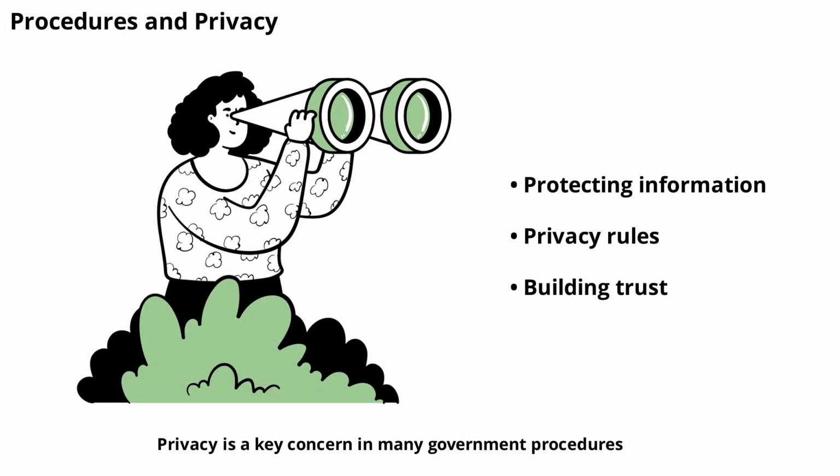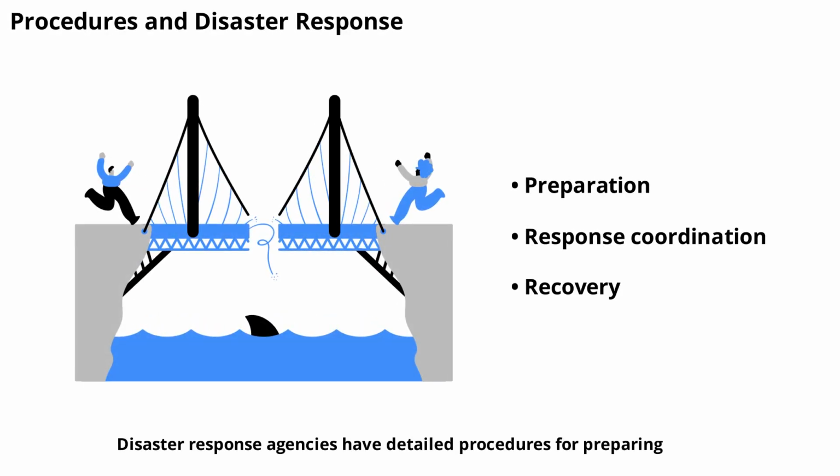Privacy is a key concern in many government procedures. Agencies must follow rules for protecting personal information, whether it's in health records, tax returns, or social services. These procedures help safeguard citizens' privacy and build trust in government systems. Disaster response agencies have detailed procedures for preparing, responding, and recovering from emergencies. These steps help coordinate resources, communicate with the public, and restore normalcy as quickly as possible.